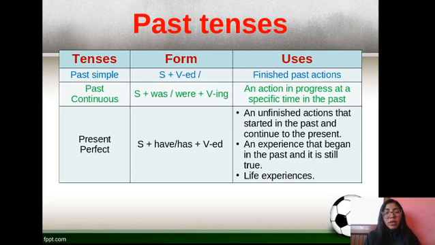Okay? So we are going to use the subject, the verb in the past form, and the complement. When do you use past simple? In order to speak about finished past actions. Remember, it means that we are going to use past simple when you are going to express an action that started in the past and finished in the past.